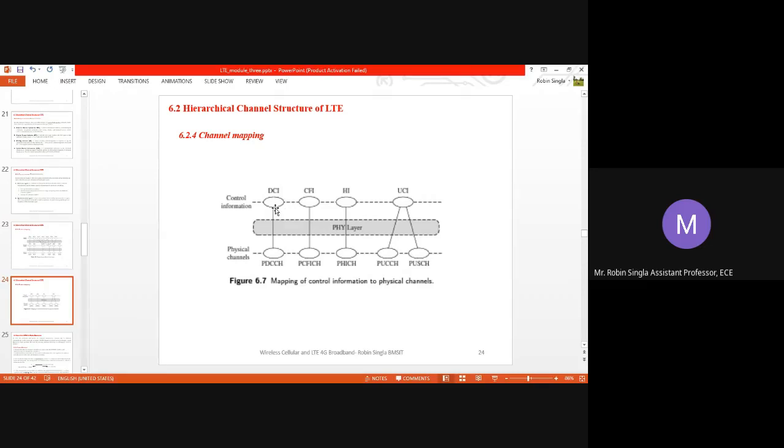And these are some control informations: DCI, downlink control information; CFI, control format indicator; HI, hybrid ARQ indicator; UCI, uplink control information. And in physical channels, these are mapped with this control information. Okay.